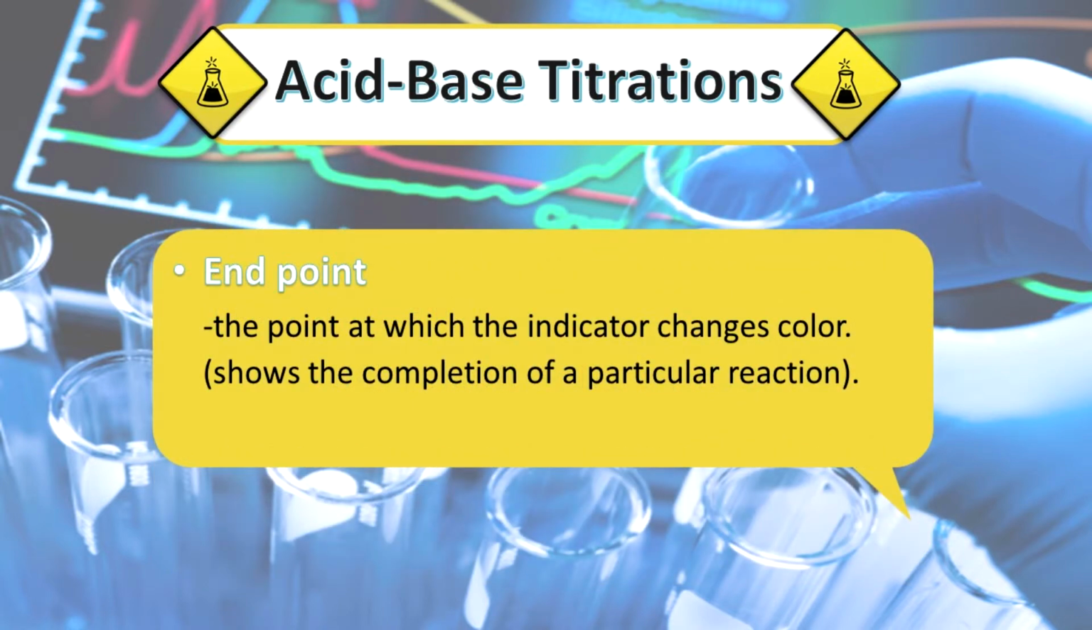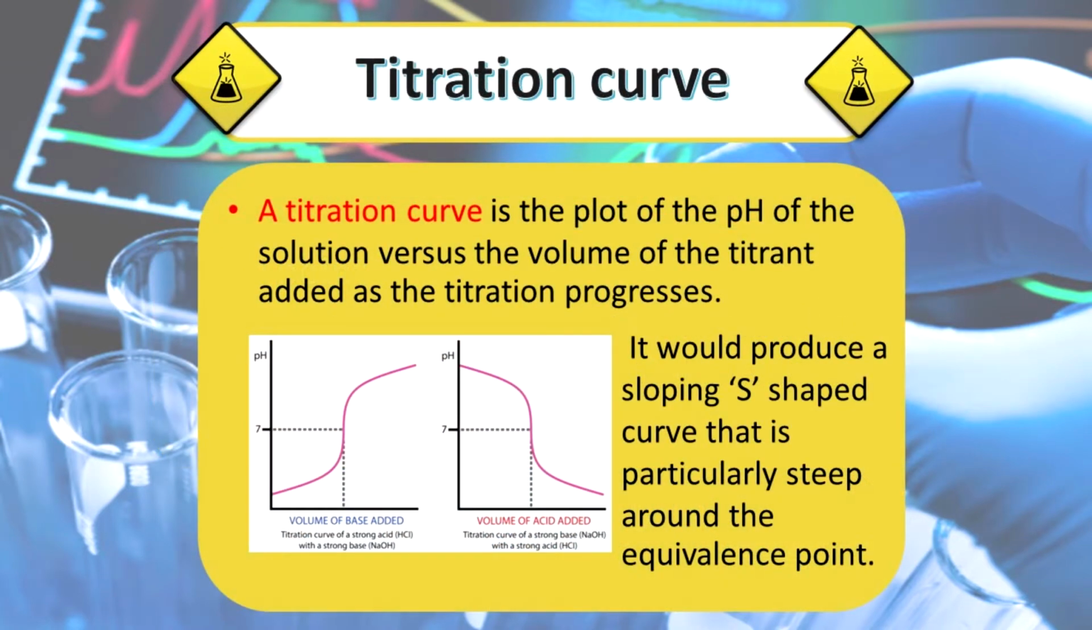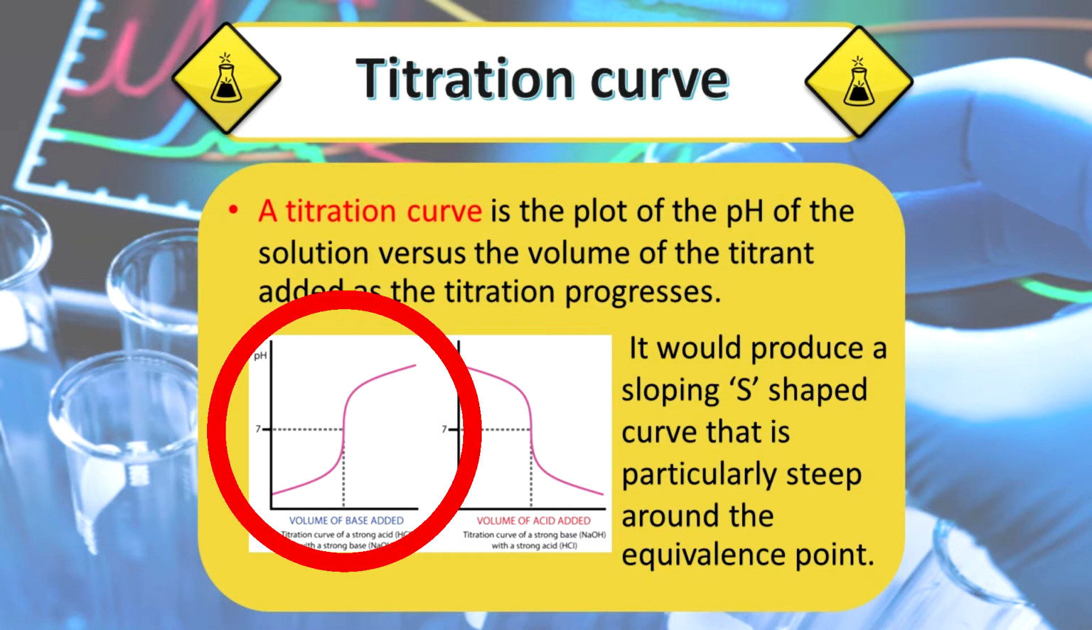The endpoint suggests that the indicator changes its color, signifying the completion of a reaction. A titration curve is the graph of pH of the solution versus the volume of the titrant. It is in the form of a sloping S-curve that is steep around the equivalence point. In the case that the titrant is a base, such as in this case, the graph will begin from a lower pH. It is the opposite for an acidic titrant.